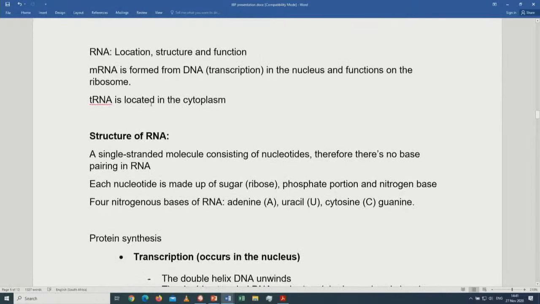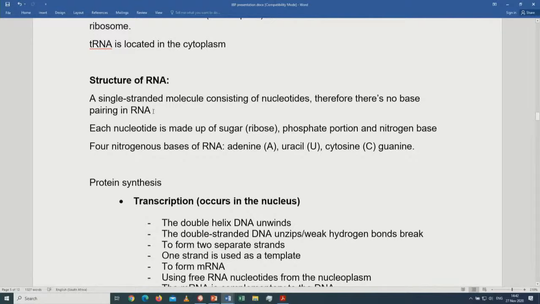Another nucleic acid that we are going to look at is RNA: the location, the structure, and the function. mRNA is formed from DNA during transcription in the nucleus and functions on the ribosome during protein synthesis. We also have tRNA, which is located in the cytoplasm. RNA is a single-stranded molecule consisting of nucleotides. Therefore, there is no base pairing in RNA. Already there's a difference between DNA and RNA.